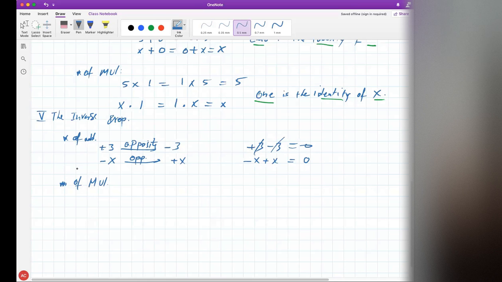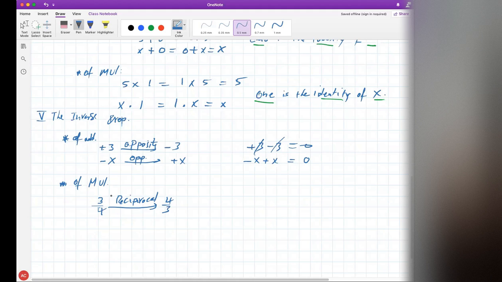So for multiplication, we don't take the opposite of a number. Instead, we take the reciprocal of a number. For example, for this number, the reciprocal is 4/3. That is right. The reciprocal is when you flip it upside down, not the opposite. The opposite, you switch the sign. We flip it, it becomes 4/3.